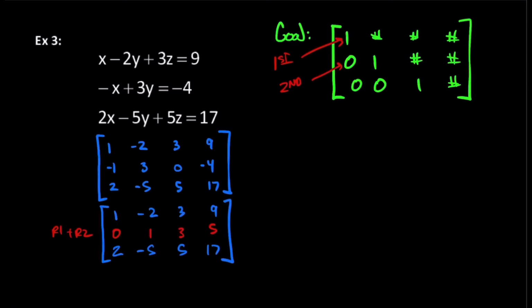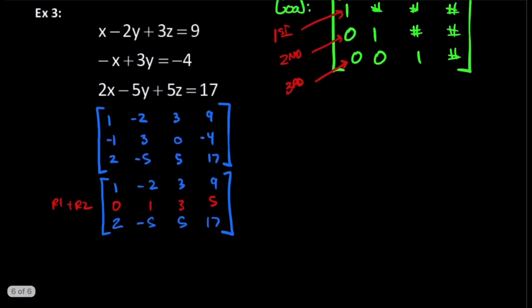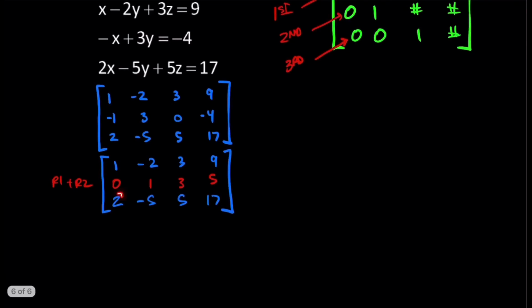So now, back over to my goal. Third, get that to be a 0. So now, as I look at this matrix, I want this to be a 0. Well, one of the reasons why we like to get a 1 here first is because now I can use this 1 to get that to be a 0. I'm going to multiply this by negative 2 and add it to that.